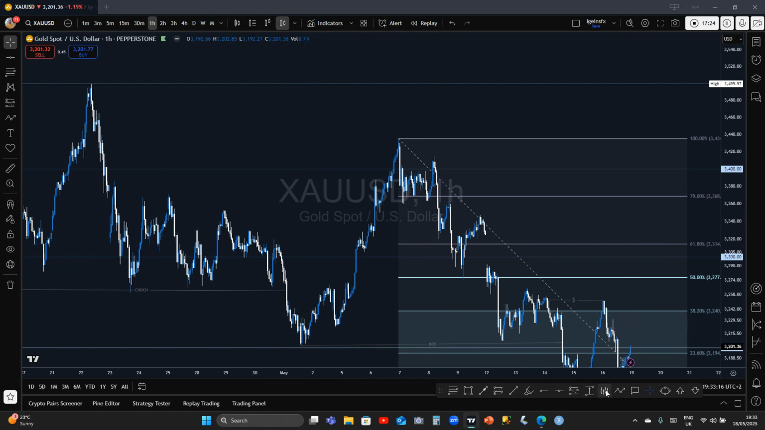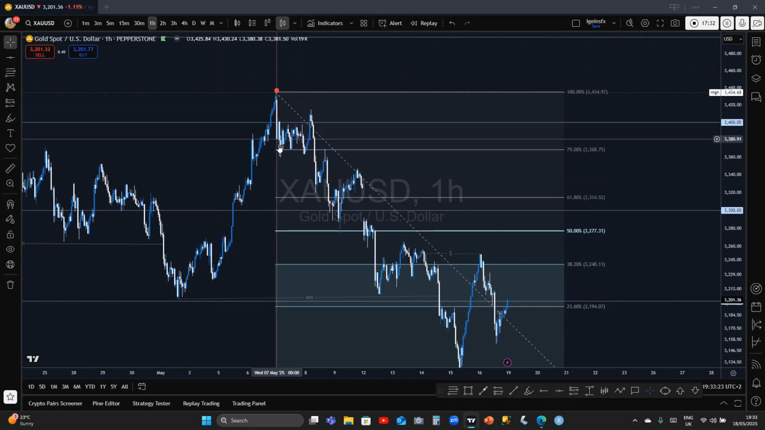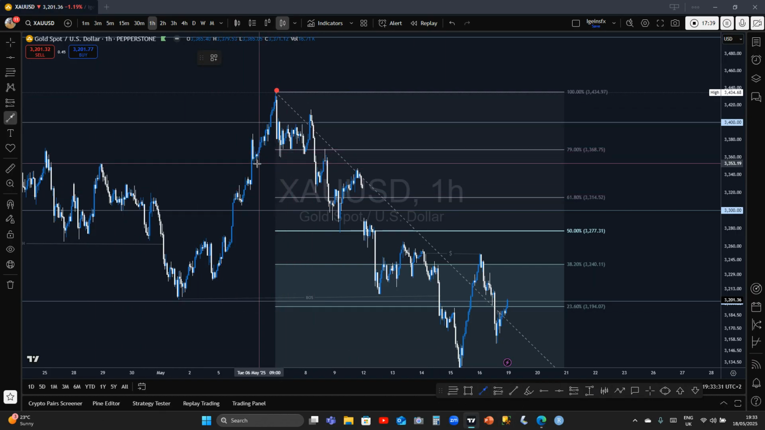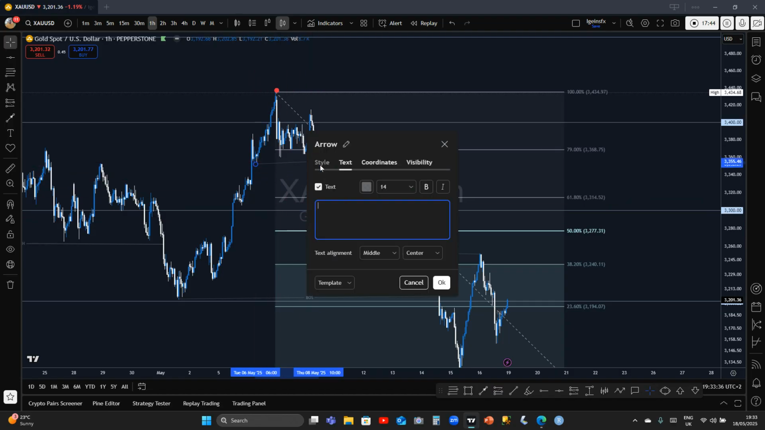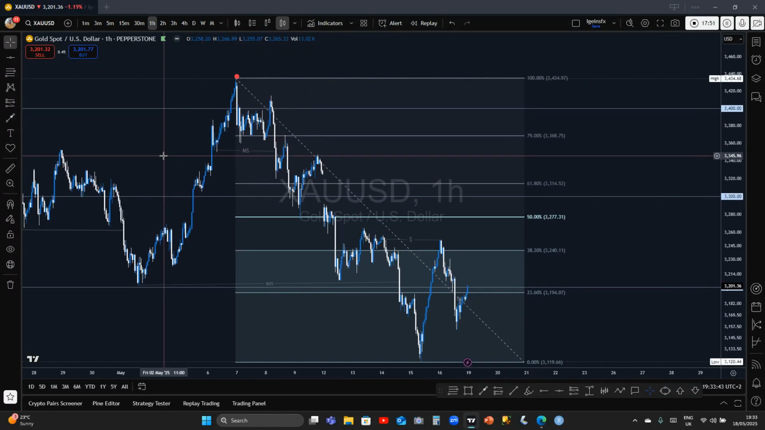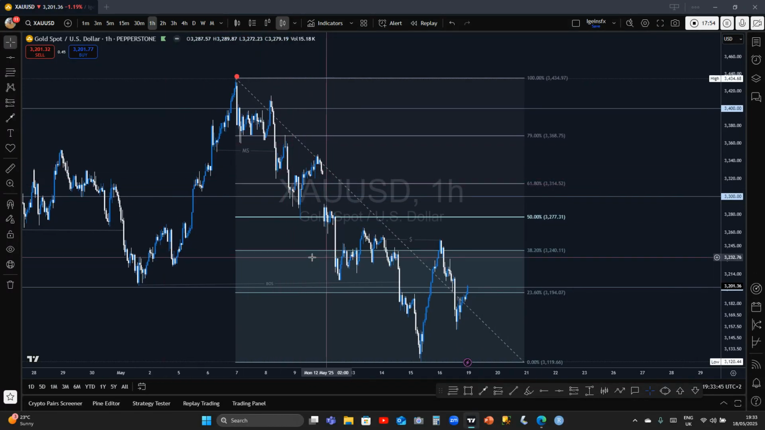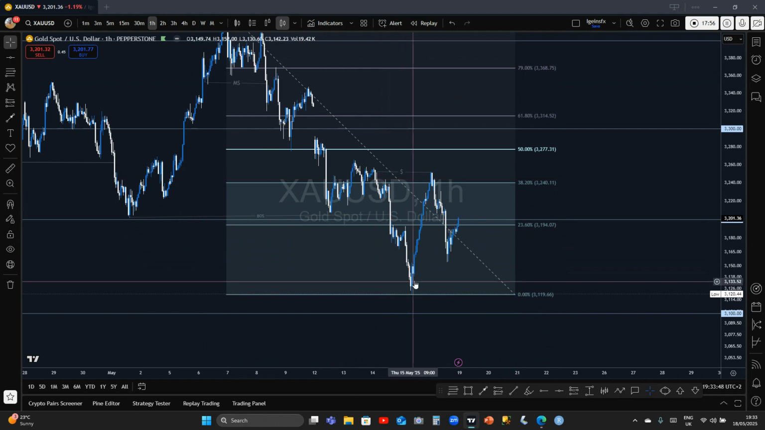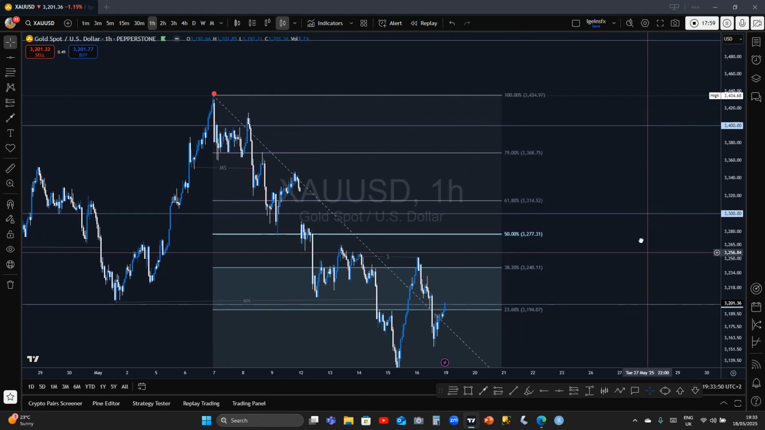It gave us a high here. It gave us a lower high here. Then price started coming down. There was a change of character here, or market shift. It gave us a market shift right here. Then since then, it's been breaking structure to the downside. You can see it's been breaking structure to the downside.